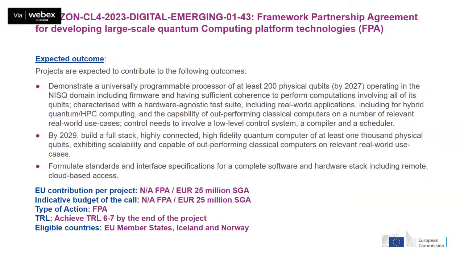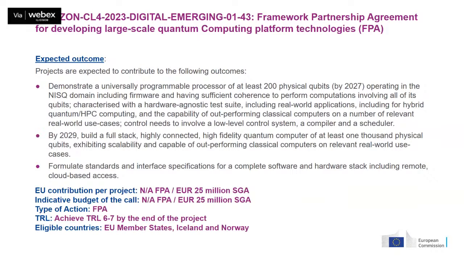But to come back to this call, what we would like to achieve with it, the expected outcome, is to demonstrate a universally programmable processor of at least 200 physical qubits by 2027, operating in the NISQ domain, including the firmware, and having sufficient coherence to perform the computations involving all of its qubits. This should be hardware agnostic, and it should also include a test suite, real-world applications, and the possibility of hybrid quantum and HPC computing, as well as the capability of outperforming classical computers on a number of relevant real-world use cases.